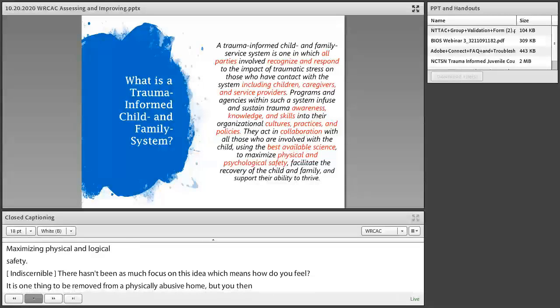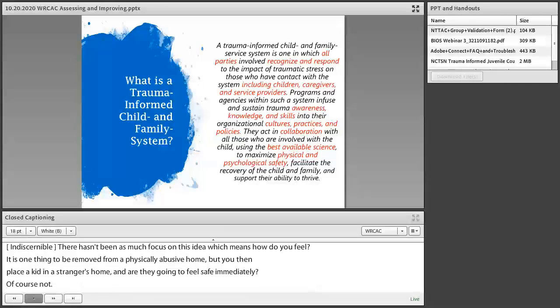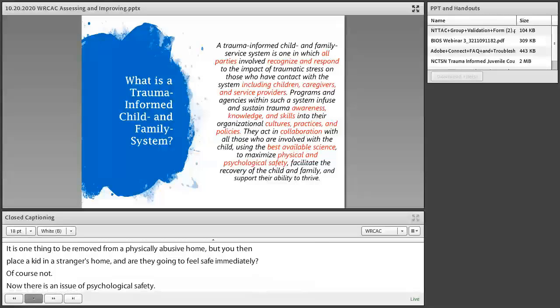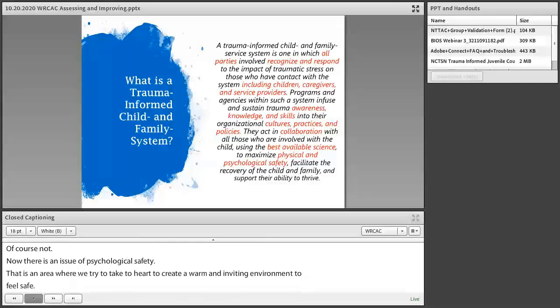That's one of the areas that, again with this new space, we are really trying to take to heart: how can we create a warm and inviting environment for our families where they feel really safe? Because coming to a CAC is, for many families, really traumatic. You're bringing your child to talk about something really bad that has happened to them, and families often don't know what to expect. So we have a responsibility to help create an environment of safety.